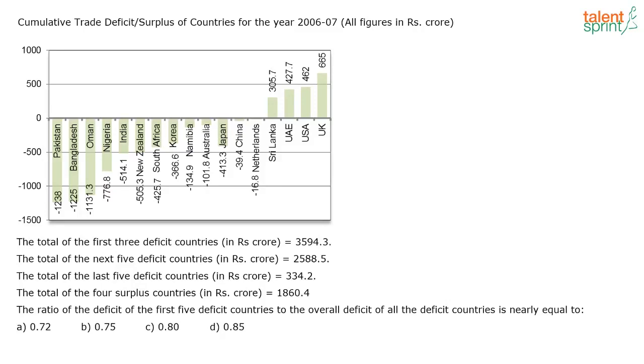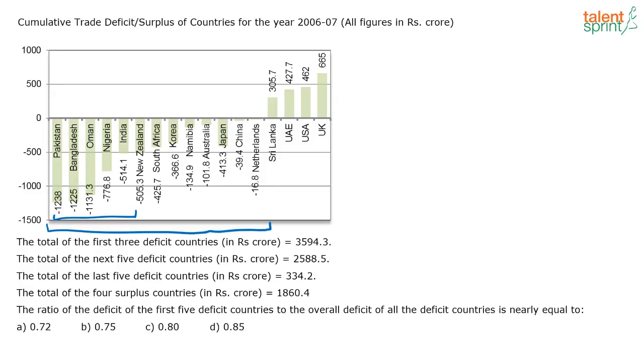The ratio of deficit of the first 5 deficit countries to the overall deficit of all the deficit countries is nearly equal to dash. So, here what you should do? You should find the ratio of deficit of the first 5 deficit countries. First 5 means they are starting from here, correct? First 5, that is, the first is starting from here and moving. So, first 5 deficit countries to the overall deficit. Overall is so much. So, add these values and find the ratio. Give me the answer for this one. Try this out and tell me the answer.